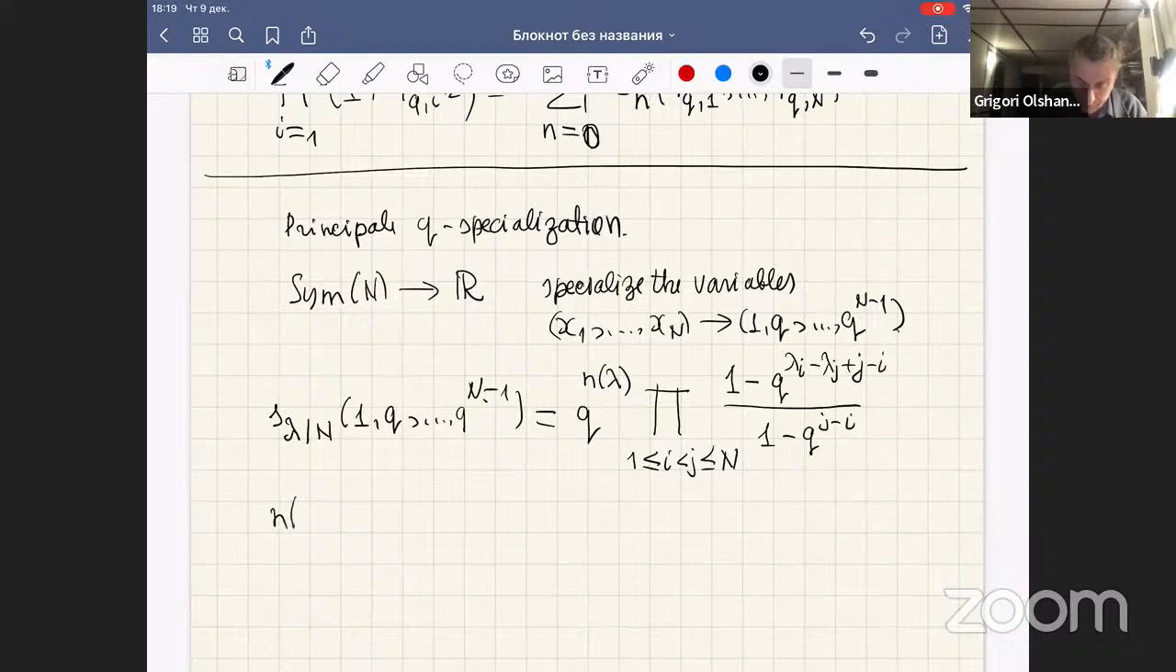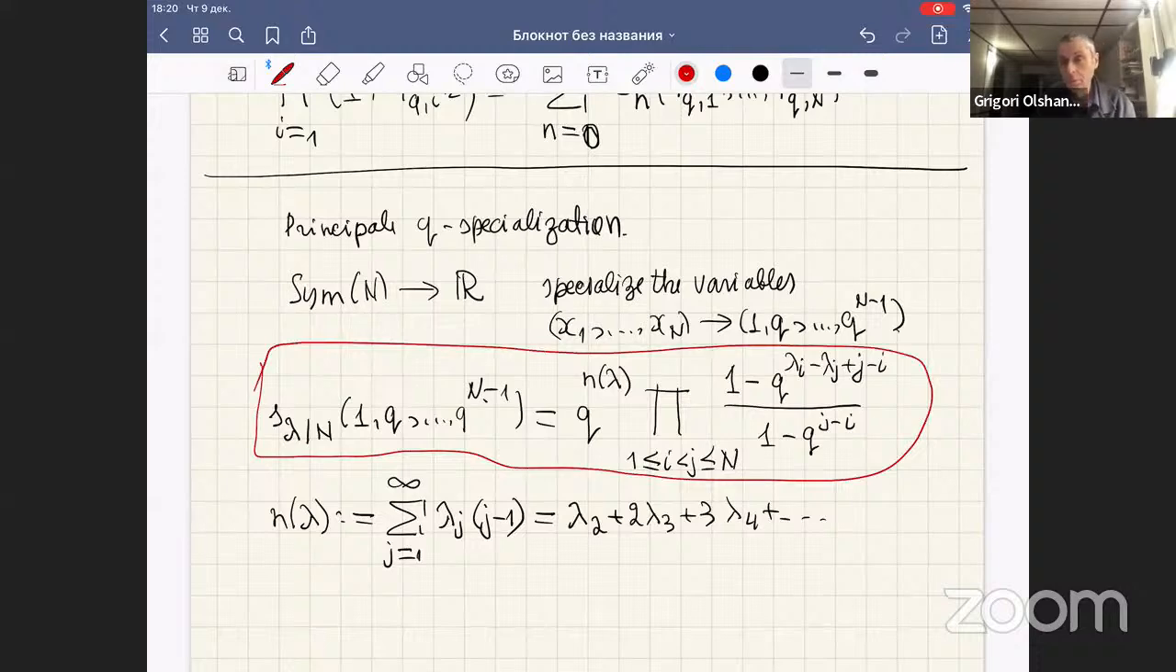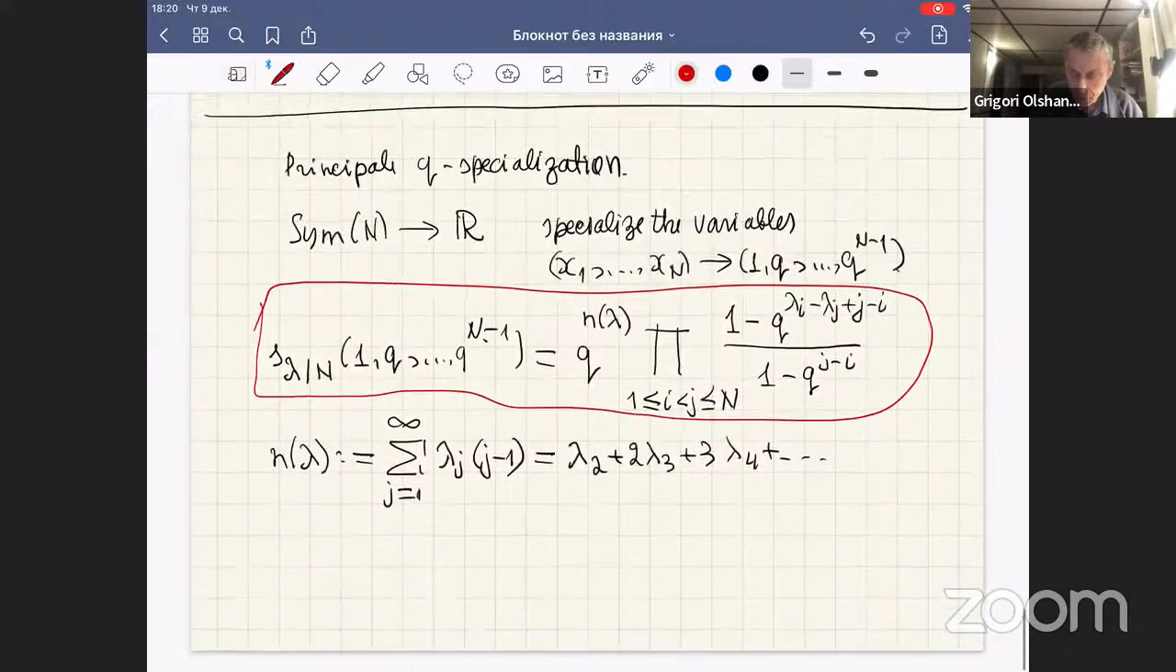And this is, I think, the Macdonald notation. It is defined as follows. This is the sum, formally to infinity, but actually it is a finite sum, because we have finitely many coordinates. So this is a beautiful formula. I will briefly indicate the proof. It's easy.